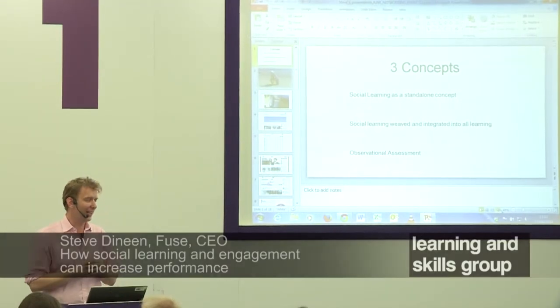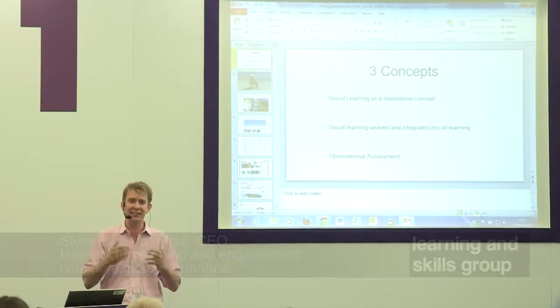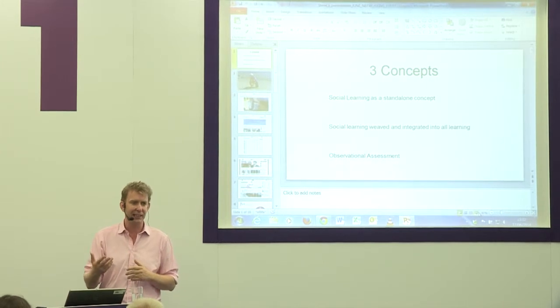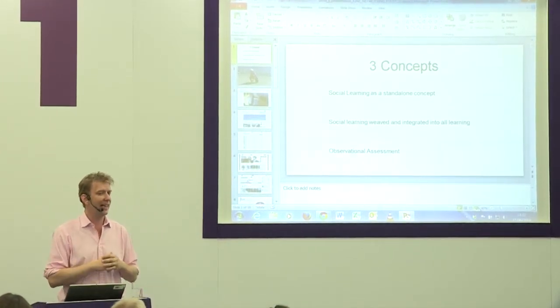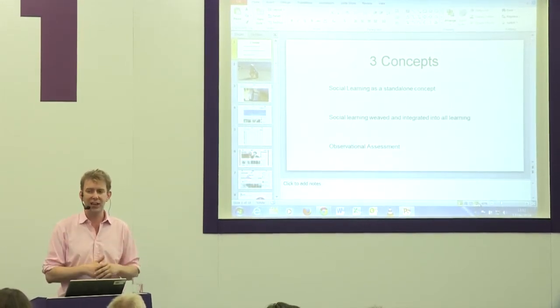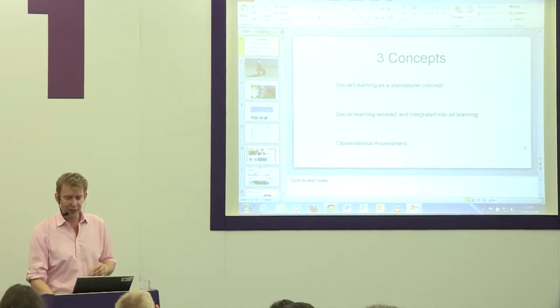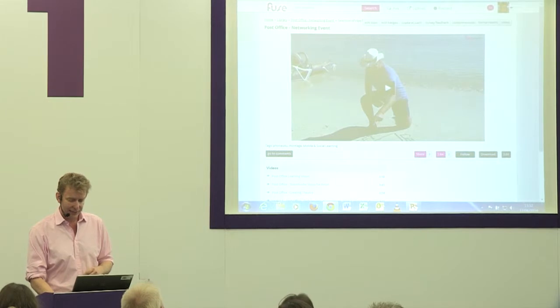So 3 concepts I'm going to get across in this presentation. One is the concept around social learning as a standalone concept. So how does that work independently of the other learning we've always thought about? Second is how we integrate the concept of social informing learning into rethinking our designs of learning from the ground up. And then thirdly, around increasing performance by integrating observational software into the same part.